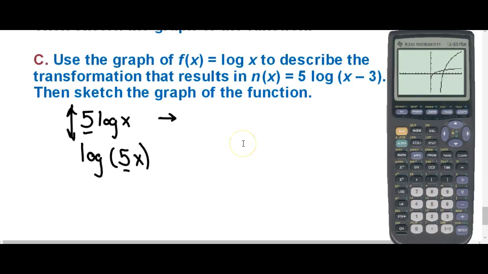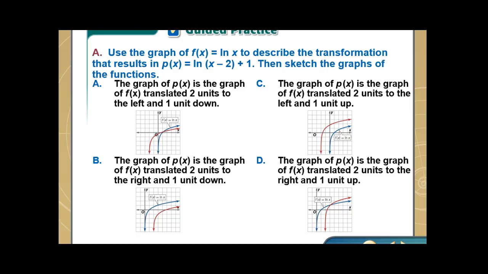So one last one for you to try on your own. This time we're looking at the graph of ln of x, which you'll see in blue there, and you want to figure out how it would transform if we had p of x that equaled ln of x minus 2 plus 1.